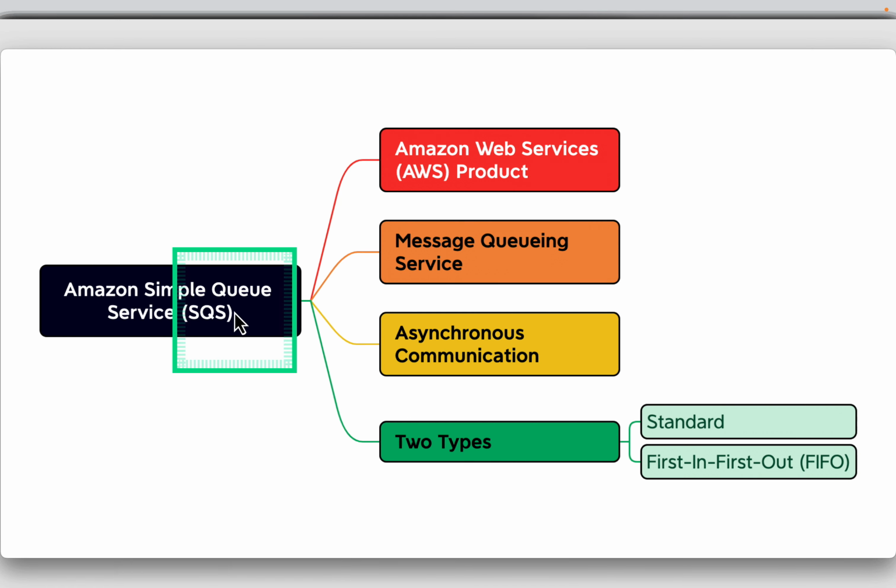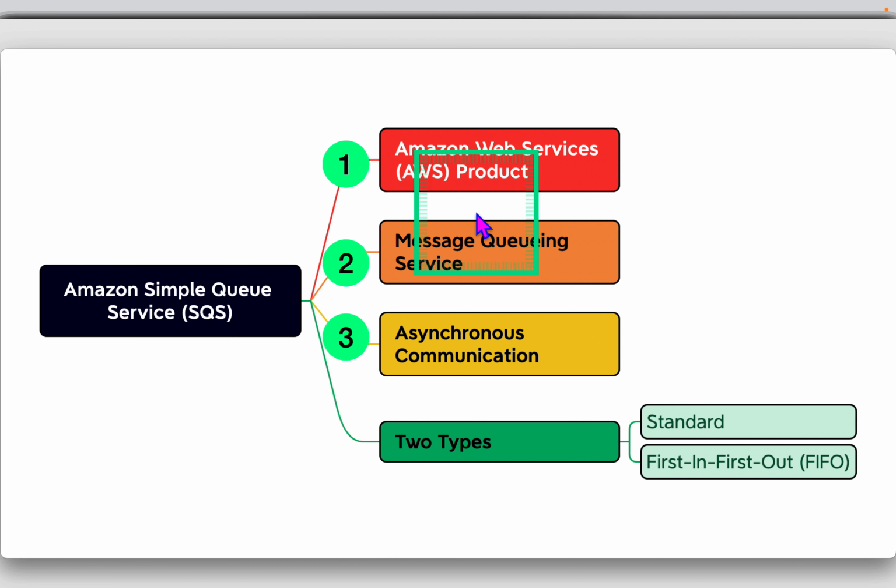So Amazon Simple Queue Service. SQS is a fully managed message queuing service offered by AWS. It is designed to facilitate communication between distributed systems and components. Asynchronous communication: SQS allows systems to operate asynchronously by passing messages between them. Two types: SQS offers two types of queues, standard and first in first out (FIFO).